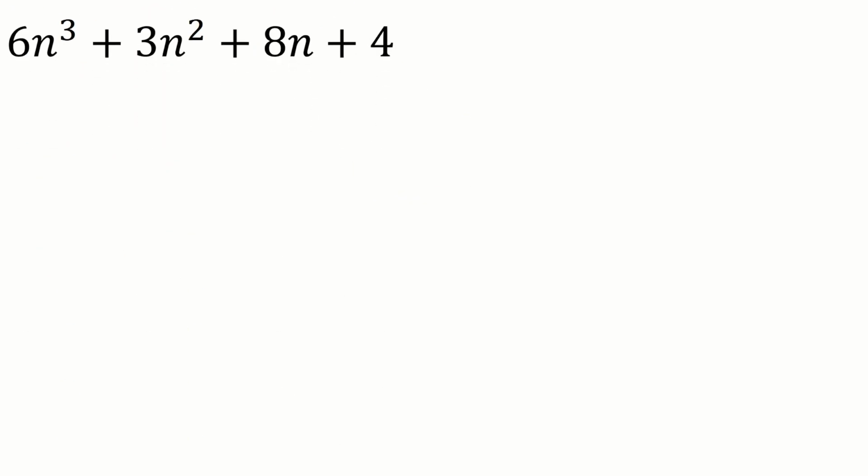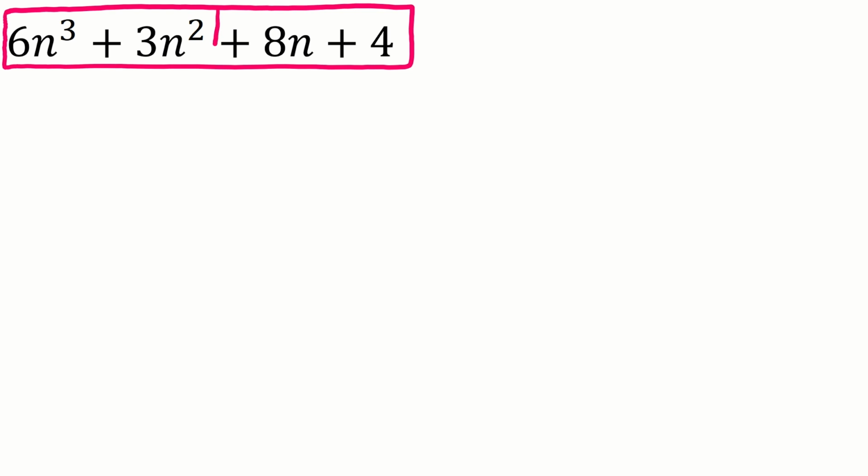In this case, we have 6n cubed plus 3n squared plus 8n plus 4. We're going to do the same thing here. We're going to split this right down the center. And let's consider what the greatest common factor is from the first two terms. So we have 6n cubed plus 3n squared. 6 and 3, if we look at the numbers, are both divisible by 3. And then n cubed and n squared are both divisible by n squared.